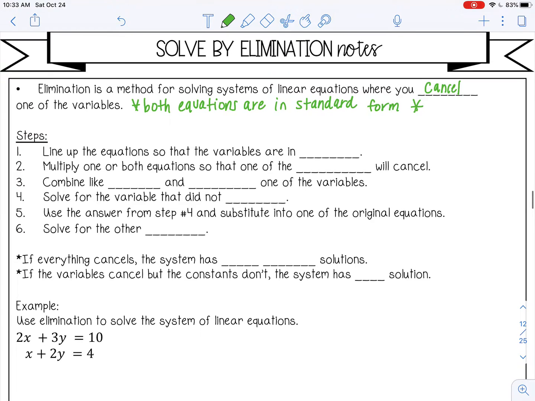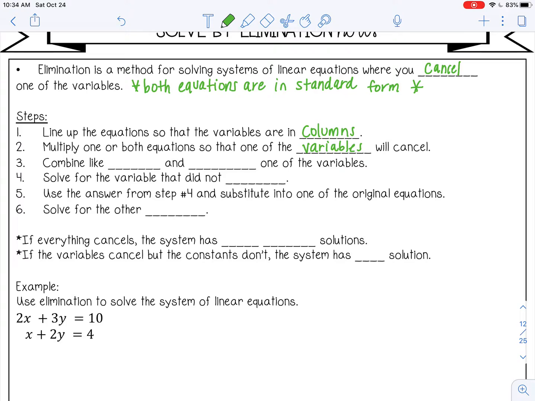Okay, so let's talk about the steps. First, you want to line up the equations so that the variables are in columns. So the x's line up, the y's line up. Then you want to multiply one or both equations by a coefficient so that one of the variables will cancel. So you can multiply by a negative or a 2 so that the variables will cancel out.